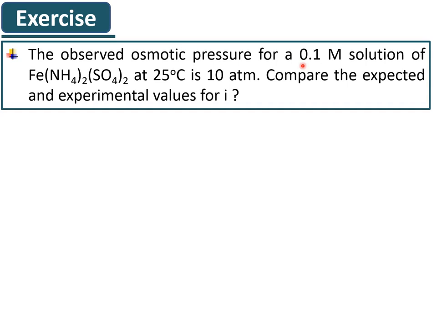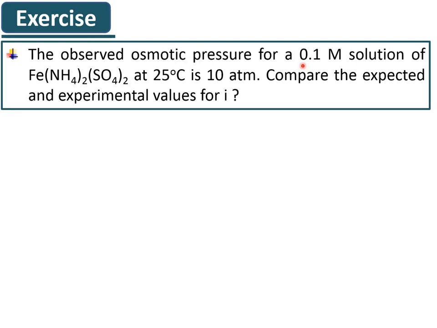Now we want to calculate the theoretical value of i from the composition of the salt. As you can see, this is the salt. It contains 1 mole of iron ions, 2 moles of ammonium ions, 2 moles of sulfate ions. So theoretically, I expect it to be 5. Okay, let us now calculate i from the equation experimentally.